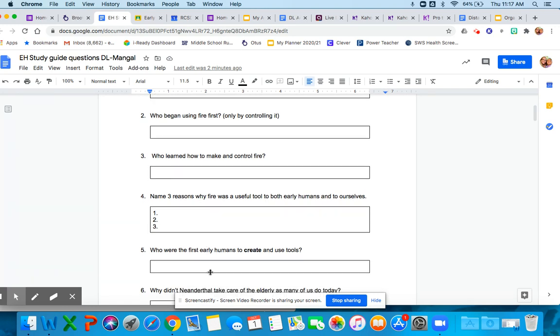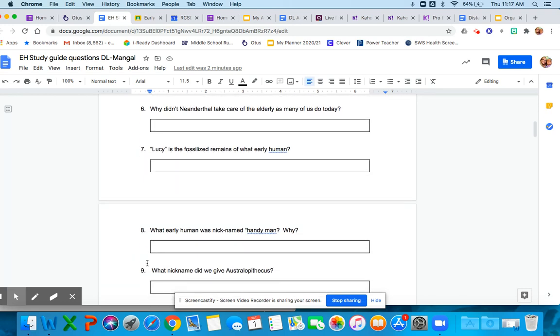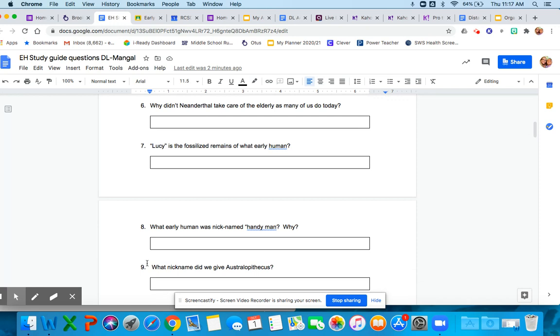And the first early humans were the Homo habilis. Homo habilis. Number 6, why didn't Neanderthal take care of the elderly as many of us do today?